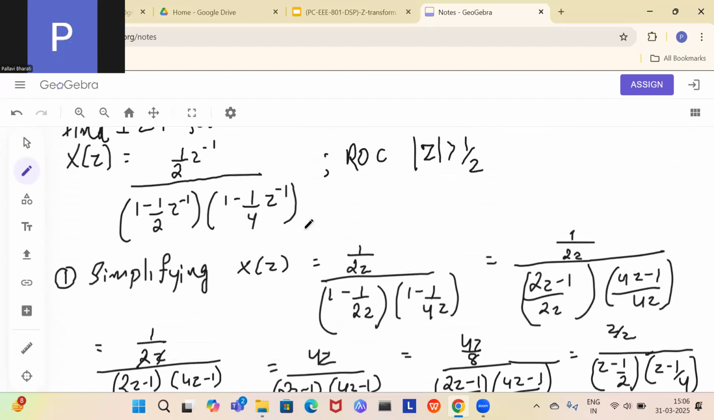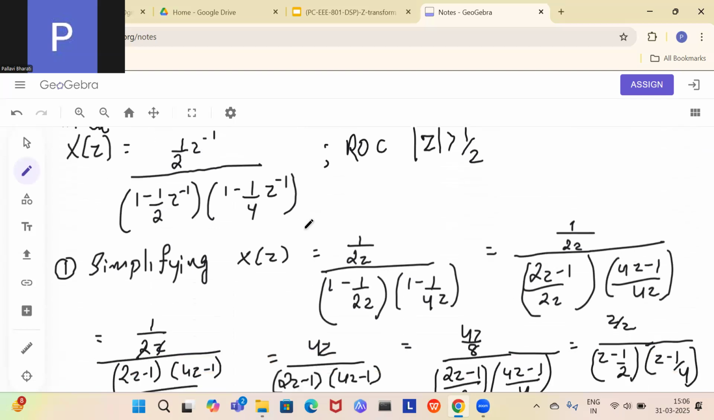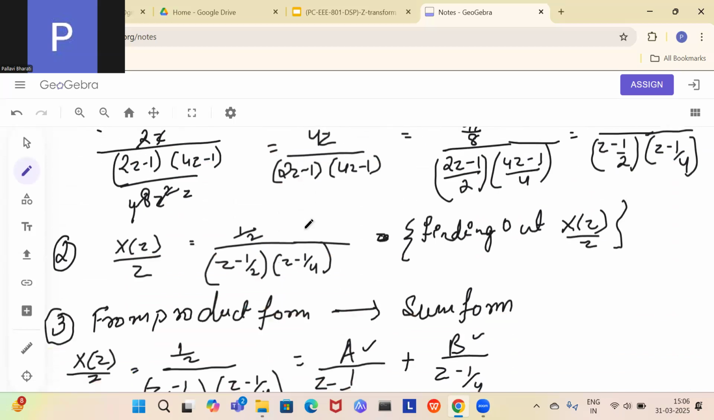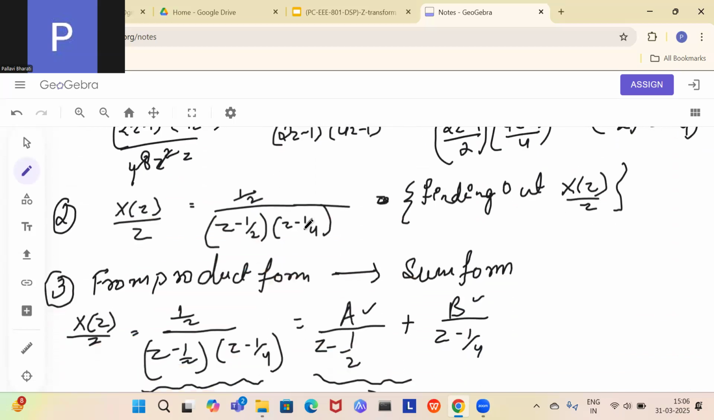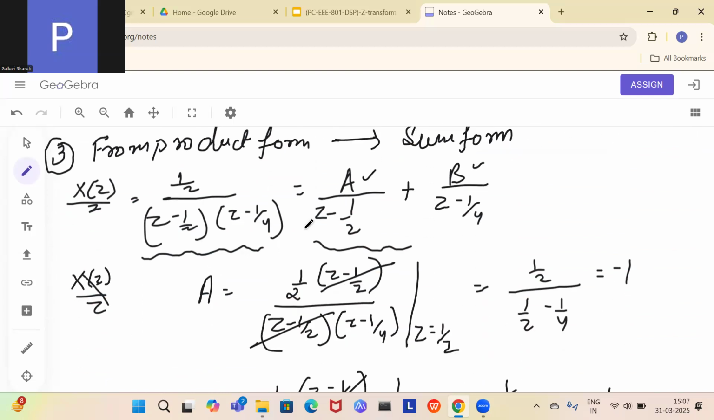You have to make all the powers of z positive. After that, you need to find X(z) by z. When you are finding X(z) by z, then on the right side you are left with some product form. You have to change that product form into some form by taking a coefficient. You can say A by or B by or anything. You can take any variable. And then you need to calculate that variable. Calculating that variable, basically we are doing with the help of the residue theorem.